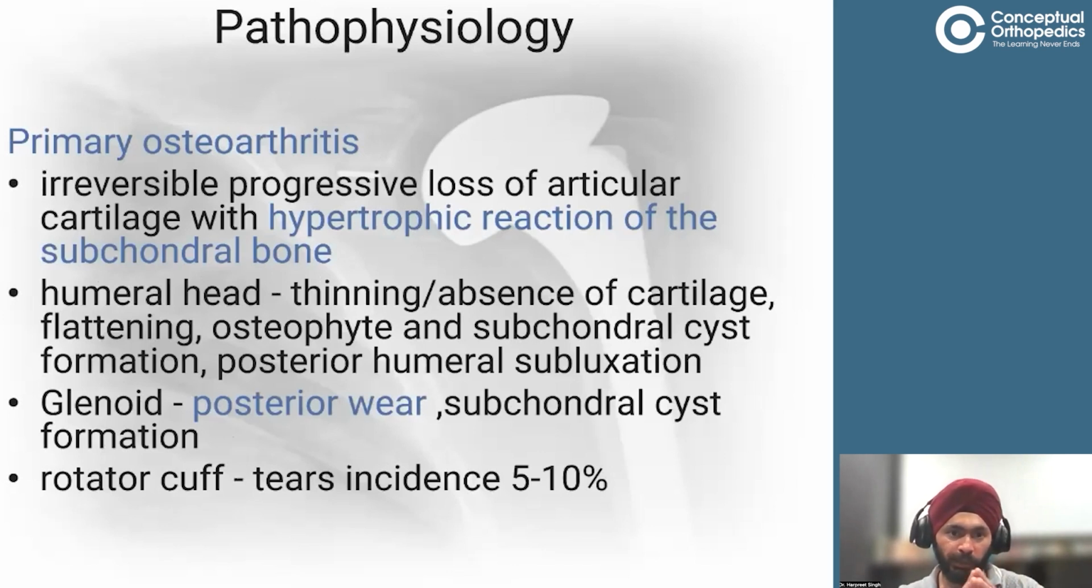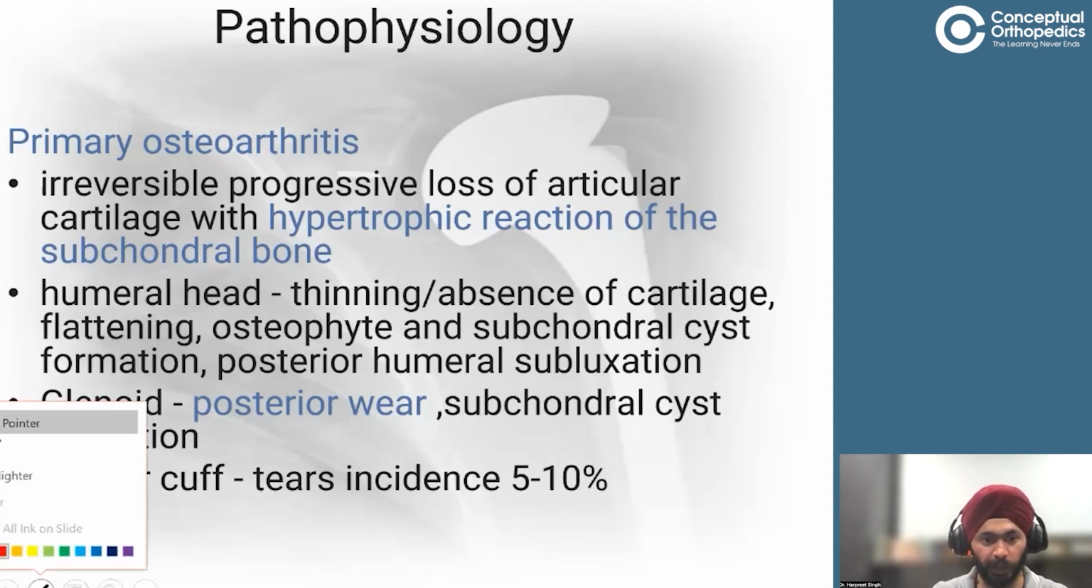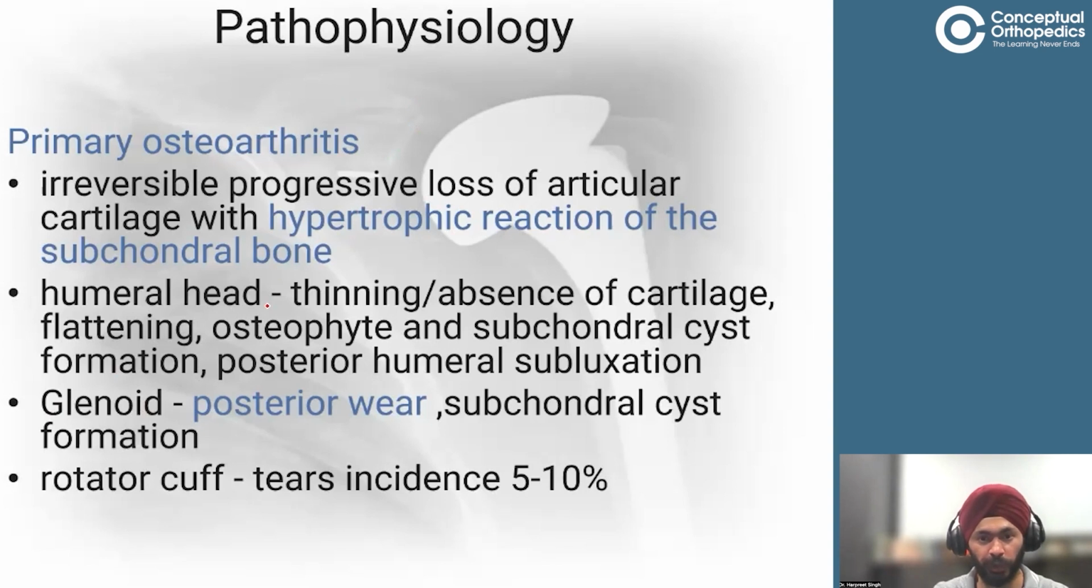So primary arthritis, there is progressive loss of articular cartilage with hypertrophy of subchondral bone. So you see lots of osteophyte formation. The humeral head becomes thin, the cartilage thins out, humeral head loses its shape, there is some chondral cyst. And you have to remember one thing, something very peculiar about primary osteoarthritis of shoulder is that there is posterior subluxation of the humeral head. This is very typical. And in glenoid, there is posterior wear of the glenoid.